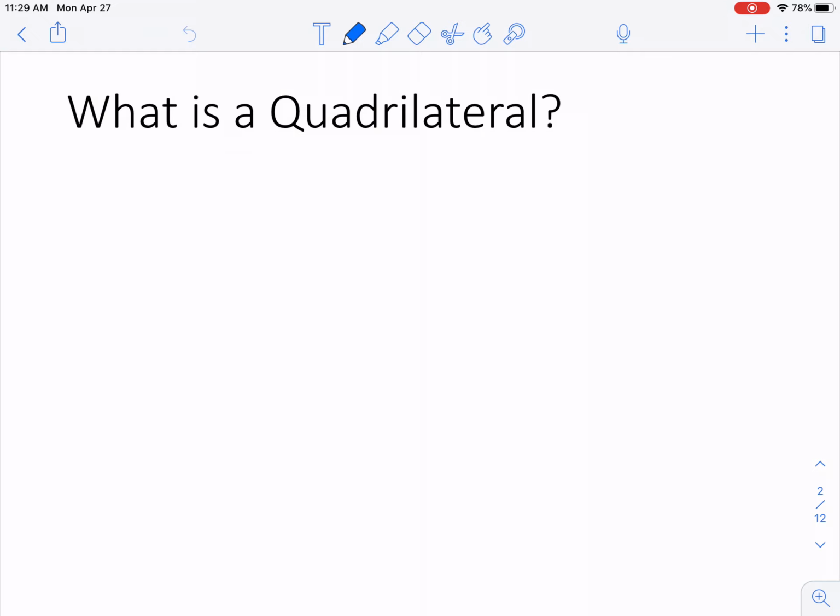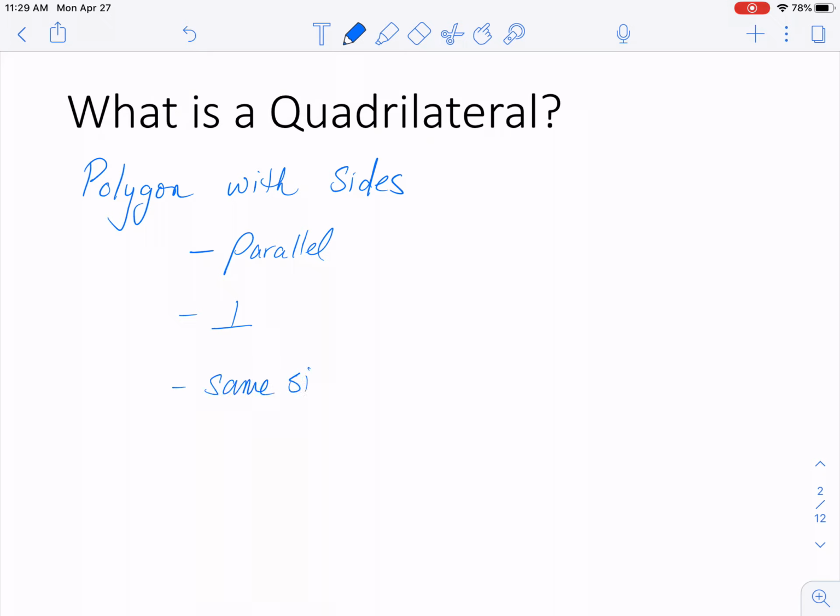All right, so what is a quadrilateral? A quadrilateral is a polygon with 4 sides. You are correct. Now, these sides could be parallel. You could have sides that are perpendicular to each other. They could be the same size or congruent. They could be different sizes.